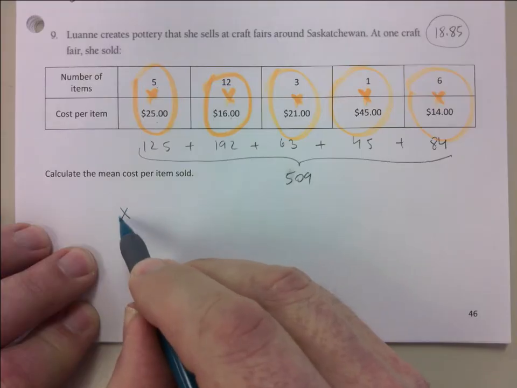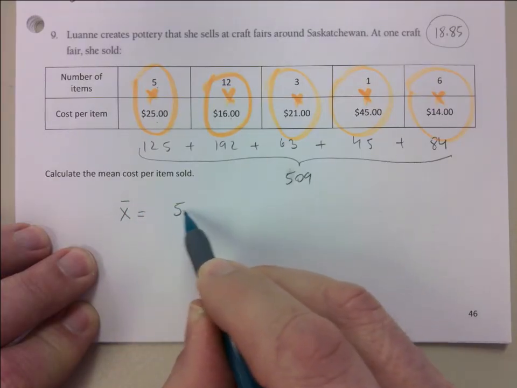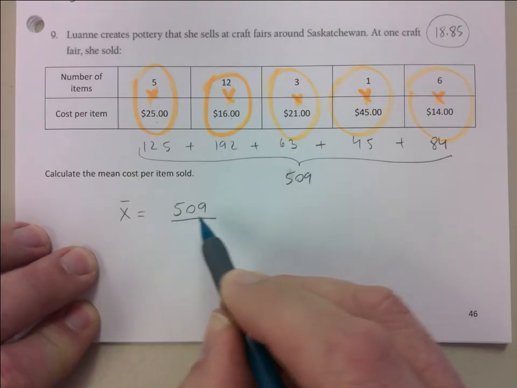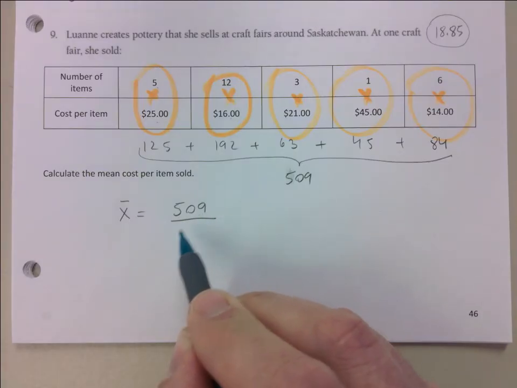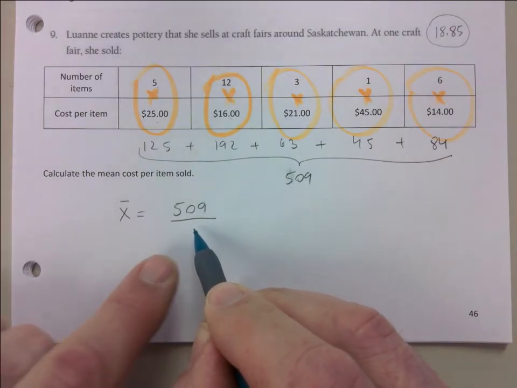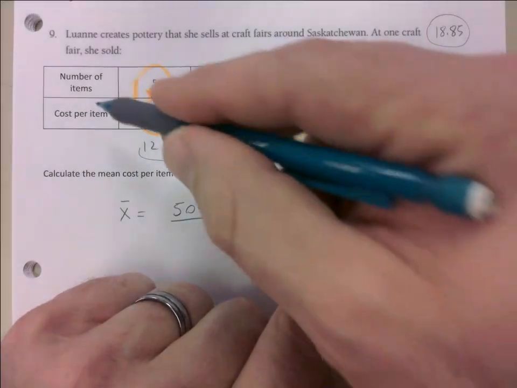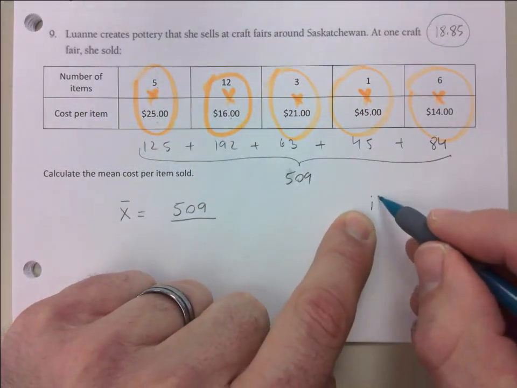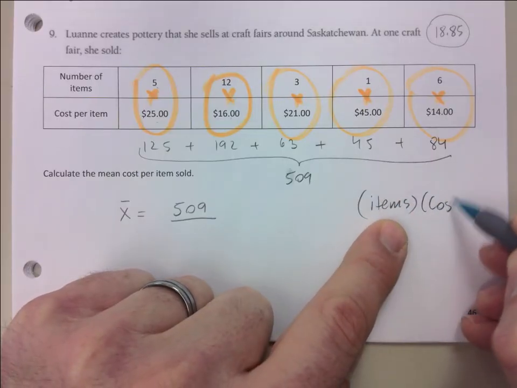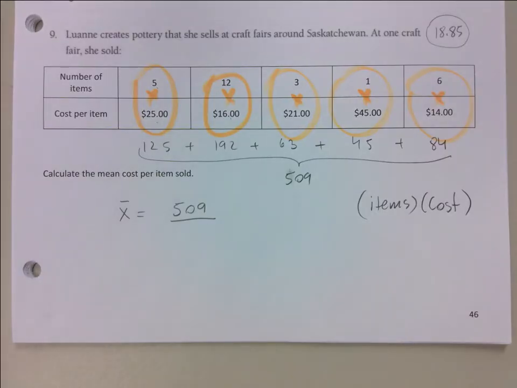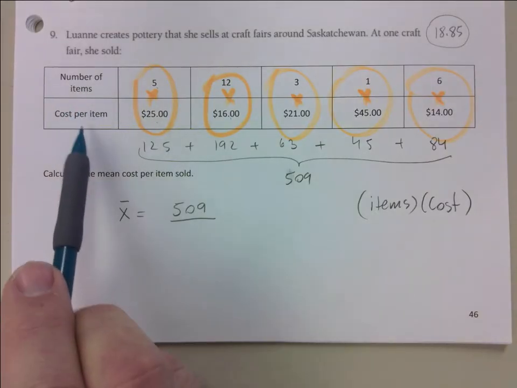And now you can do this part. 509 is guaranteed. Like that part you should all get. Multiply, add. This part is the hard part. So on the side, I tell students do a unit analysis. You kept on multiplying items by the cost. That's what you were doing this whole time. Items times cost, right?